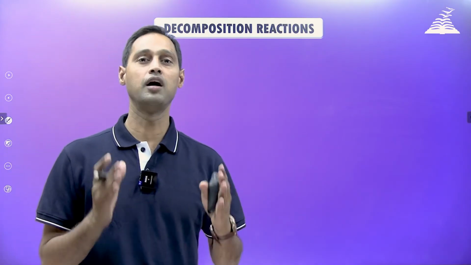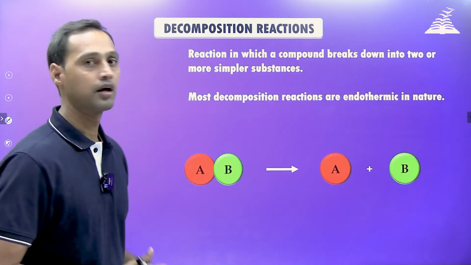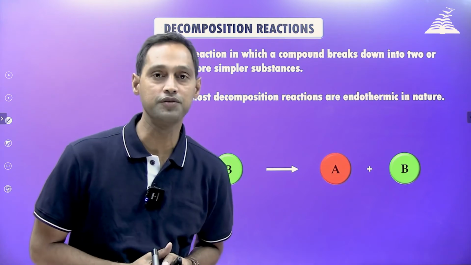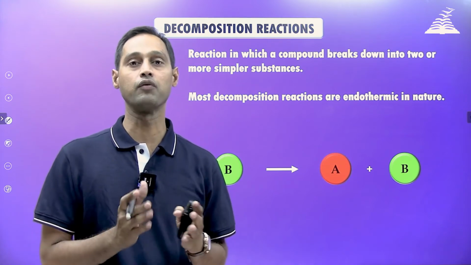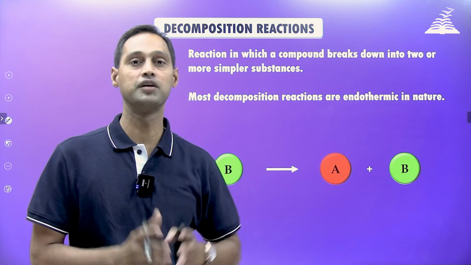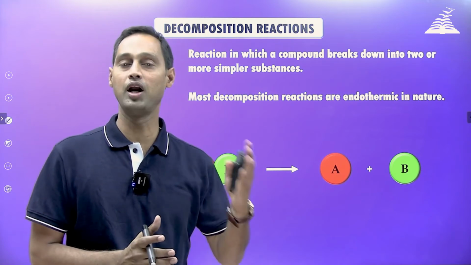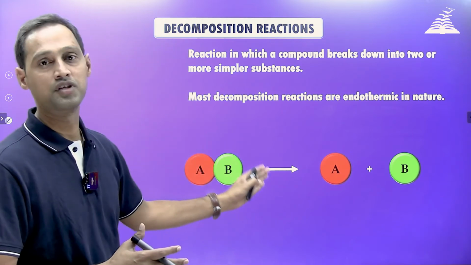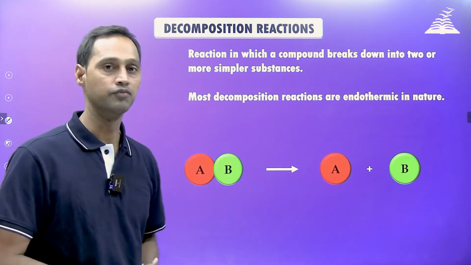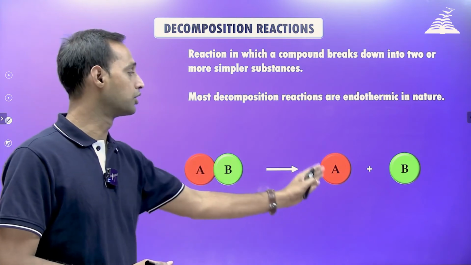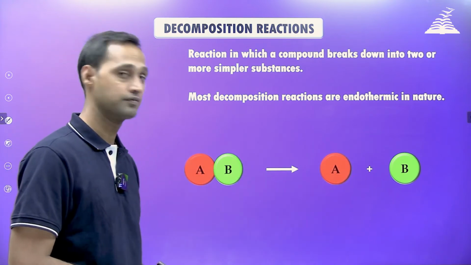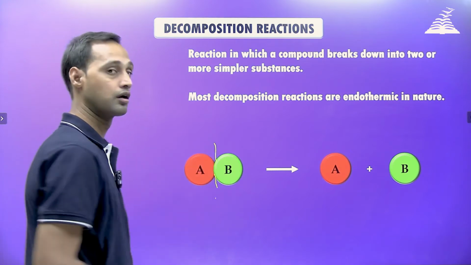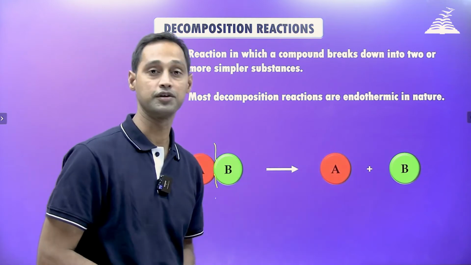First of all, what is a decomposition reaction? Simple, a reaction in which a compound breaks down into two or more simpler substances. But here we will require some form of energy, either in the form of heat or light or electricity, to decompose the substance, right? First of all, let's take a look at the general equation for a decomposition reaction. See, a compound breaks down into two or more simpler substances. Here we will require some form of energy to break the compound so that we will get simpler substances, right?